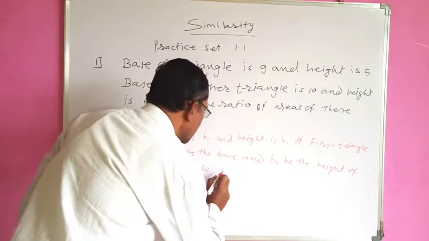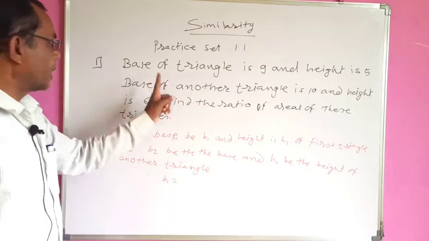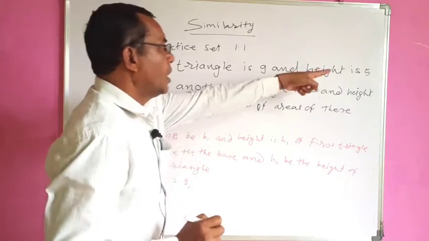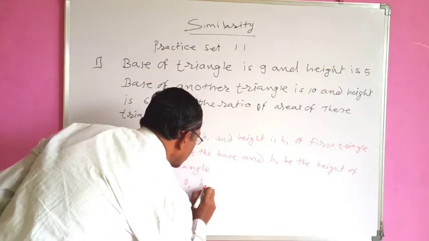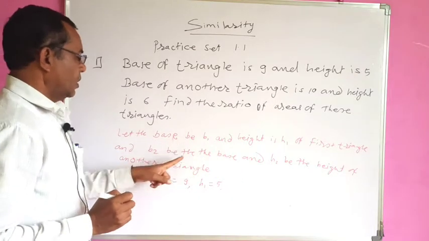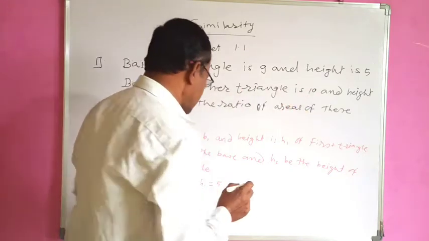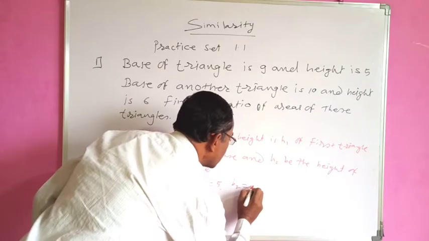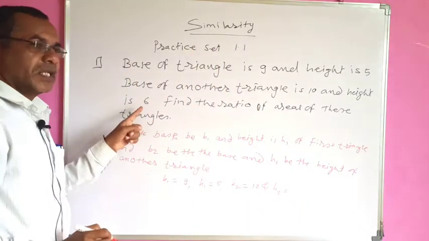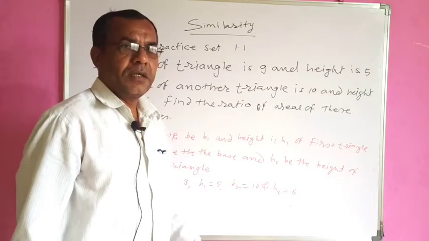Okay, now we will write here, therefore b1 is equal to the base of the first triangle. See here, base of the first triangle is 9, b1 is equal to 9, comma, height h1 is equal to 5, comma, b2 is the base of another triangle. What is the base of another triangle? It is 10 here, correct. b2 is equal to 10 and h2 is equal to the height of another triangle, 6. Okay, this part is given.